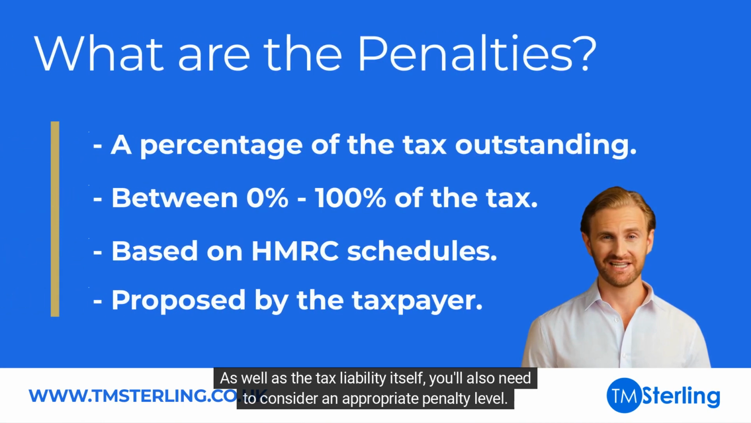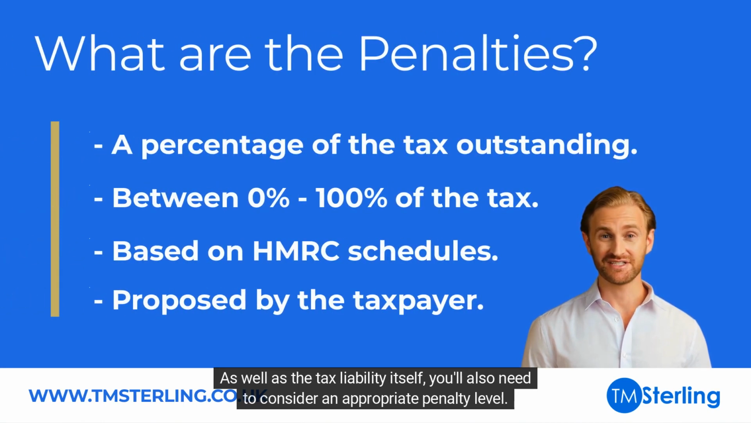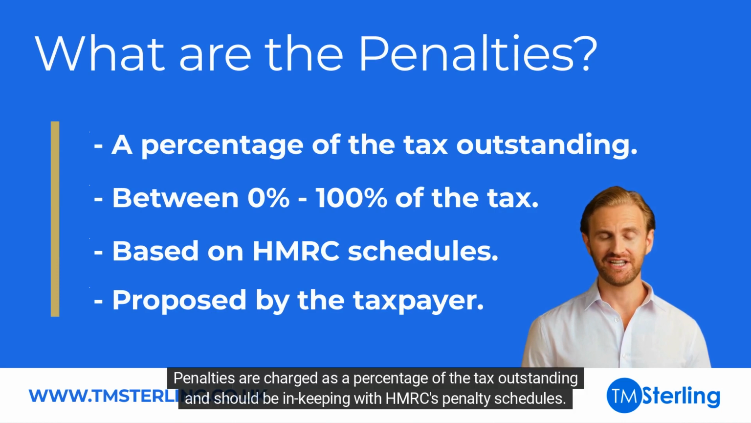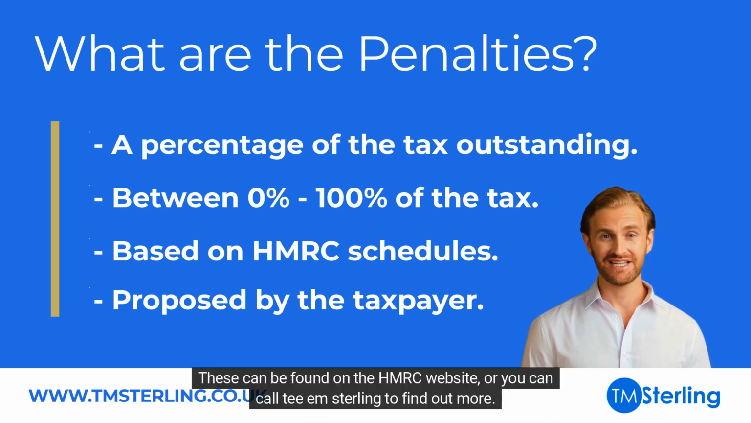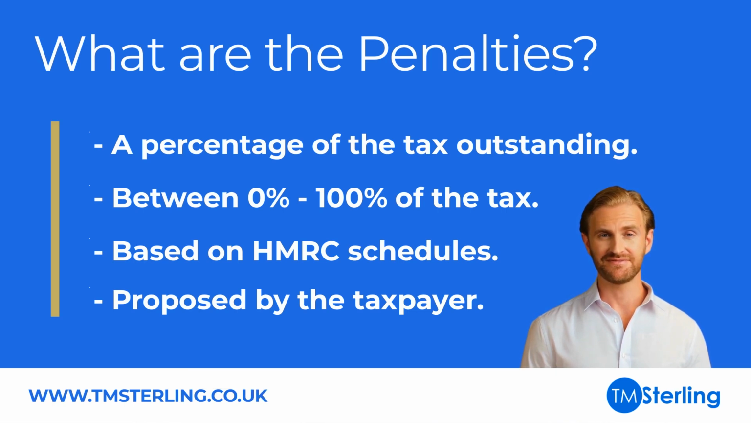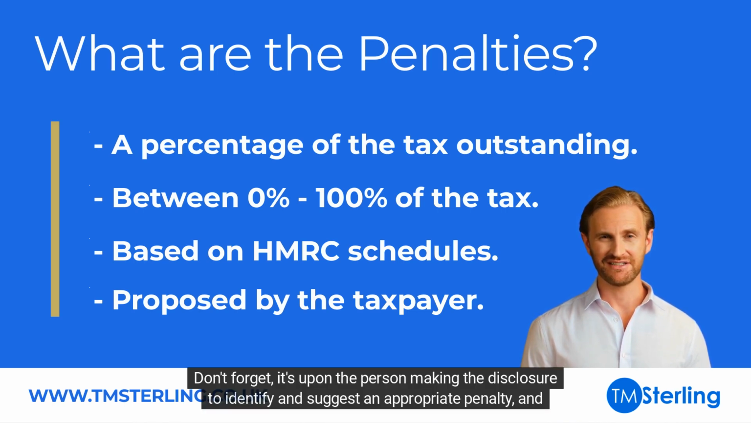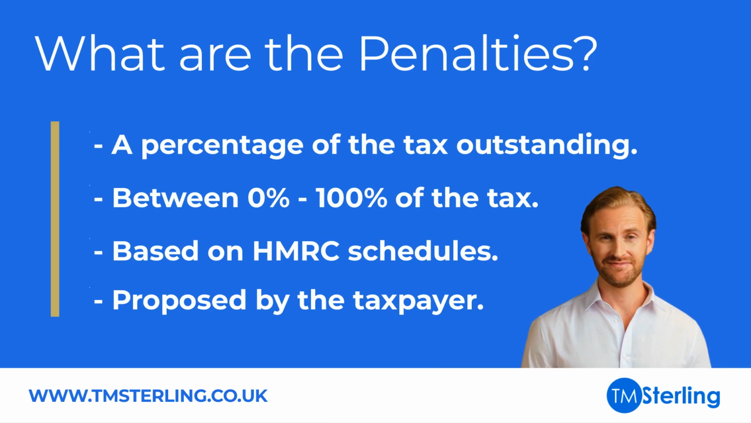As well as the tax liability itself, you'll also need to consider an appropriate penalty level. Penalties are charged as a percentage of the tax outstanding and should be in keeping with HMRC's penalty schedules. These can be found on the HMRC website, or you can call TM Sterling to find out more. Don't forget, it's upon the person making the disclosure to identify and suggest an appropriate penalty, and not upon HMRC.